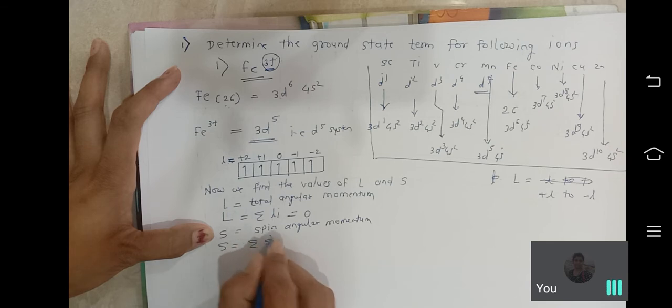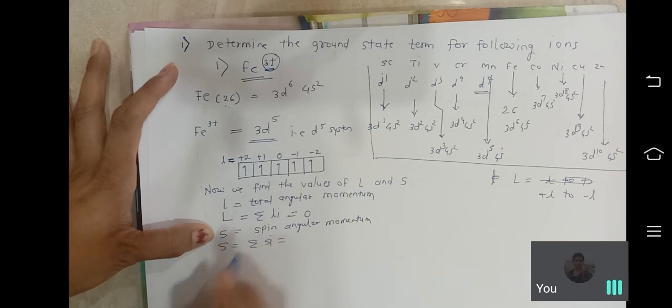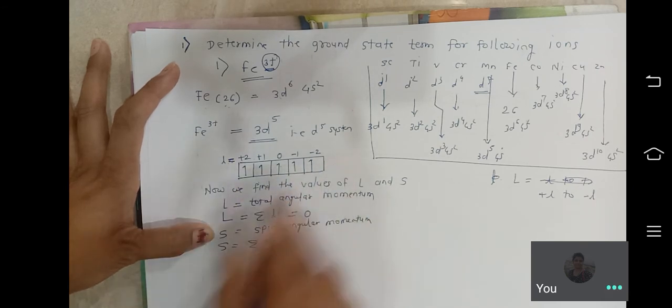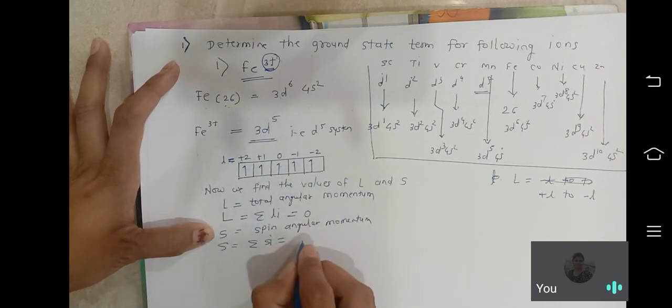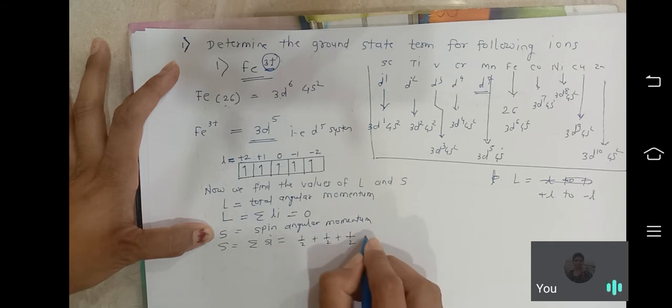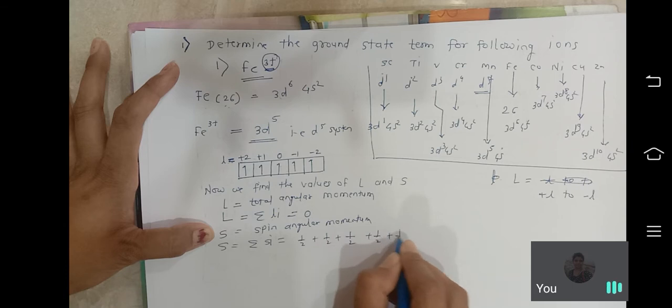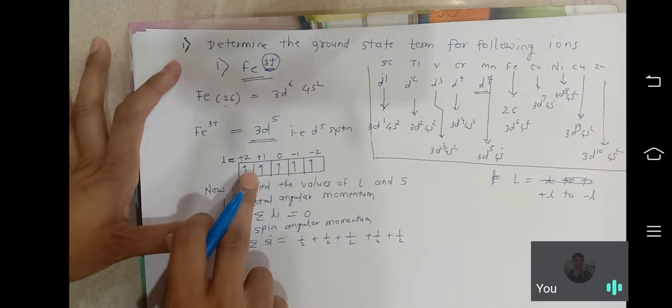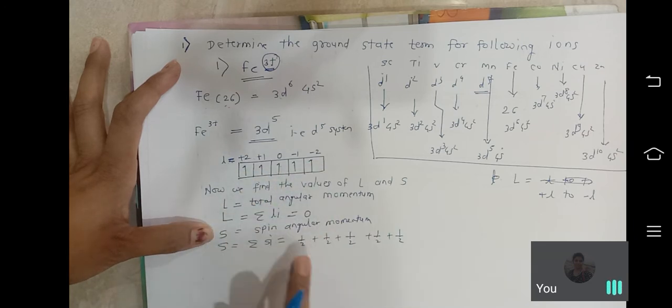Summation of Si. See here, all spins are inward, singly filled. So here it is half plus half plus half plus half plus half. One spin is equal to half. How many spins are present? 1, 2, 3, 4, 5. So you have to write the half five times.